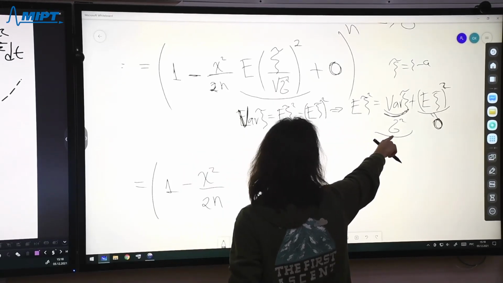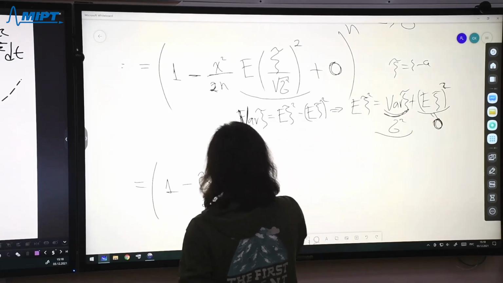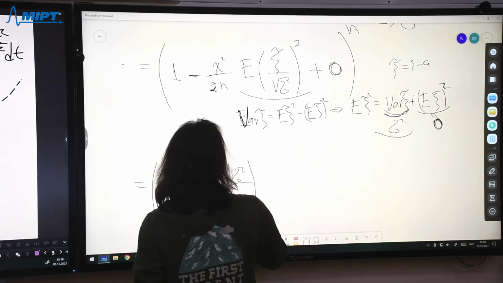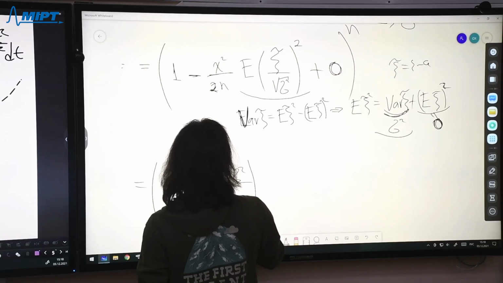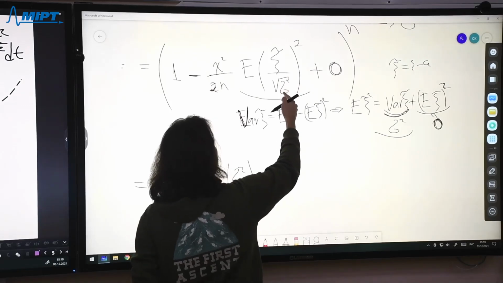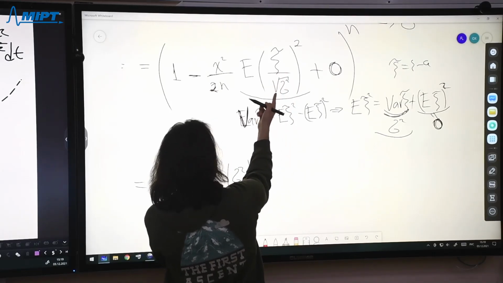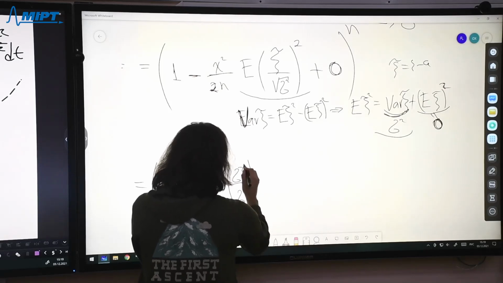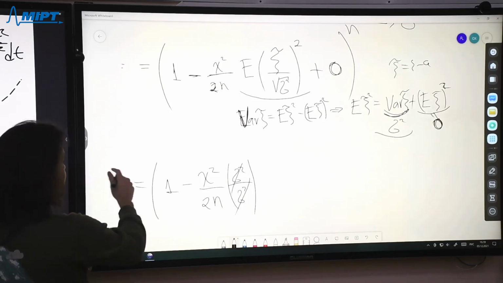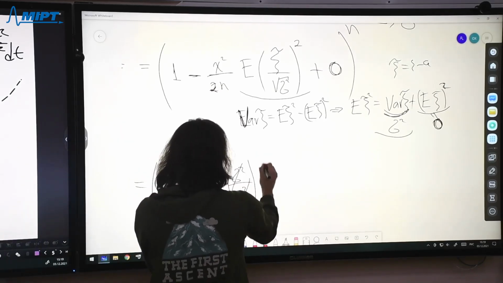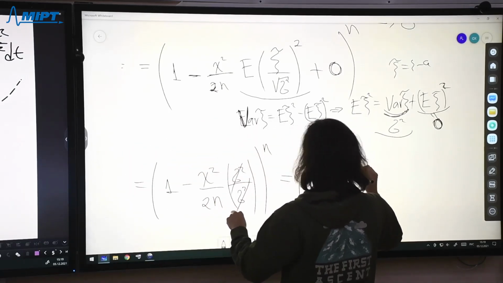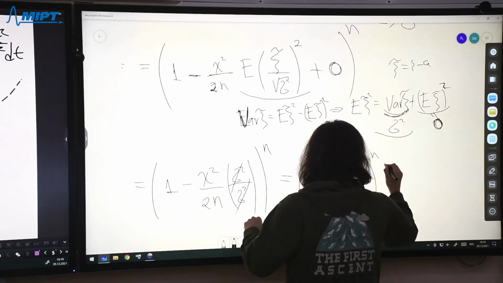so this is sigma squared. So wait, this is sigma squared, and here we have this square, then this is going to be sigma squared also, and this cancels. So to the nth power. So this is 1 minus x squared over 2n to the nth power.